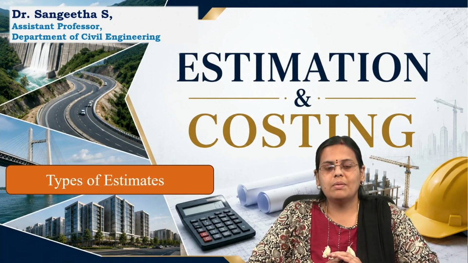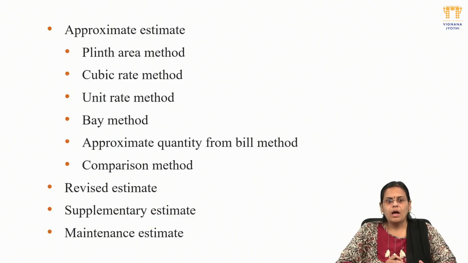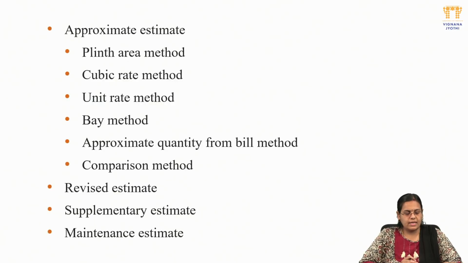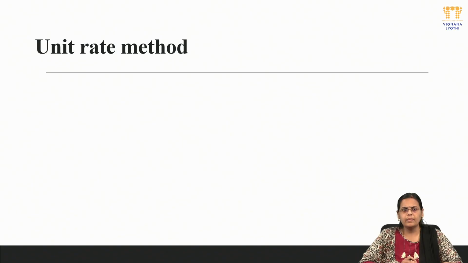Now we will see the remaining types of estimates. Previously we have discussed plinth area method and cubical rate method. Now we will discuss the remaining types of approximate estimates and other types of estimates as well. Fine. The first type of estimate that we are going to discuss for today's session is unit rate method.